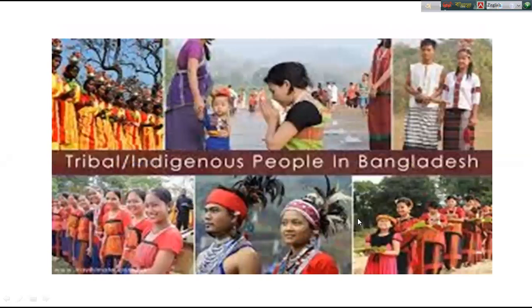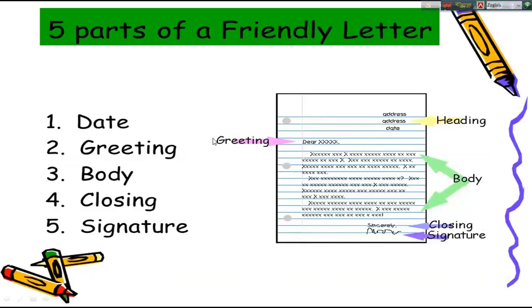Next, I think all of you know about the tribal people, the ethnic groups who live in the Chattogram Hill districts. Most of them are living there. So you can write about them also. They hold a very important place in our culture. You can write also about them. So these are the points I think you can add.